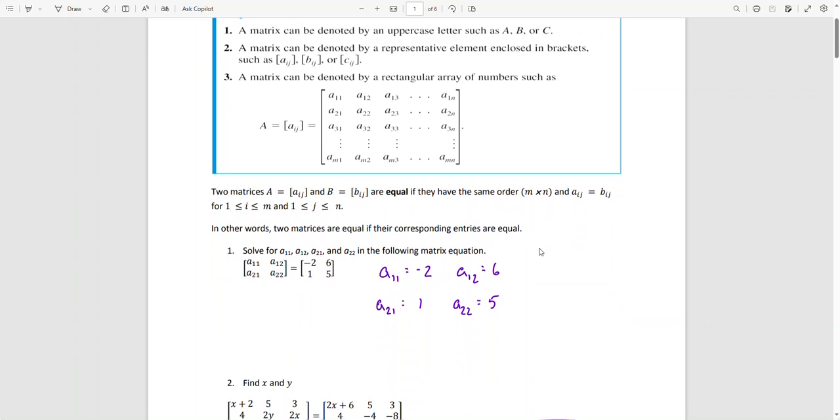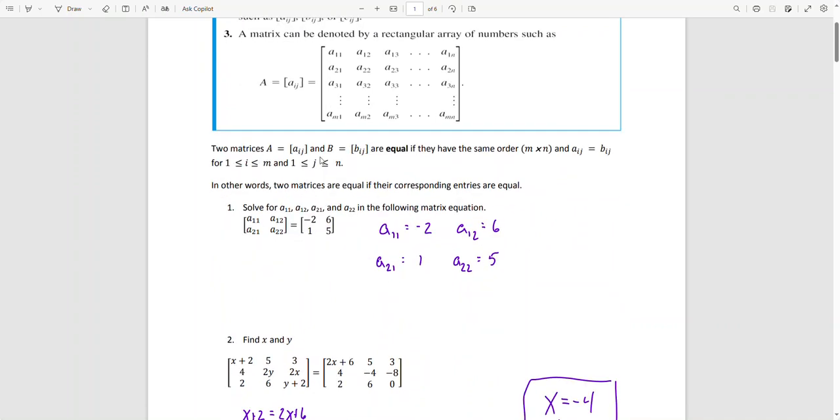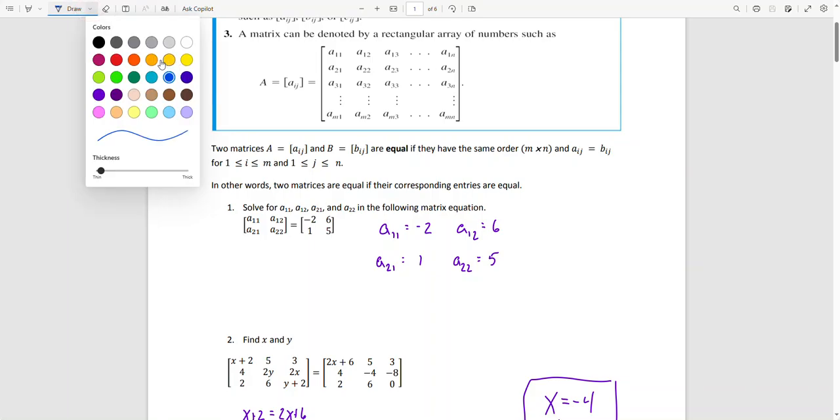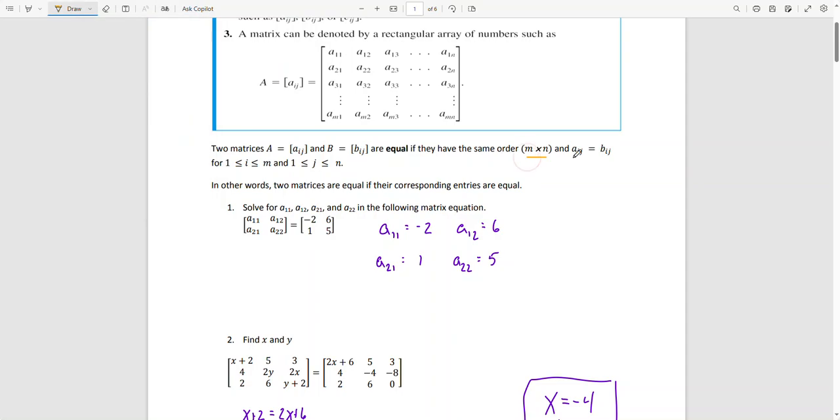So two matrices, A and B, are equal if they have the same order and all of their entries are equal component-wise. All right, so as long as i is between 1 and m and j is between 1 and n, for all of the elements, they're equal coordinate-wise. Let's take a look at that.